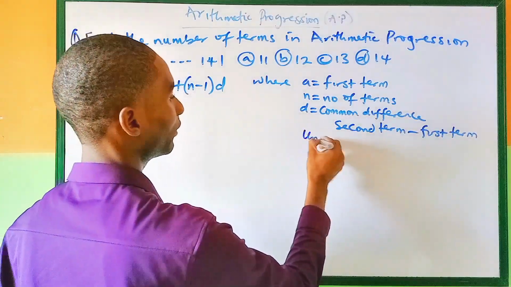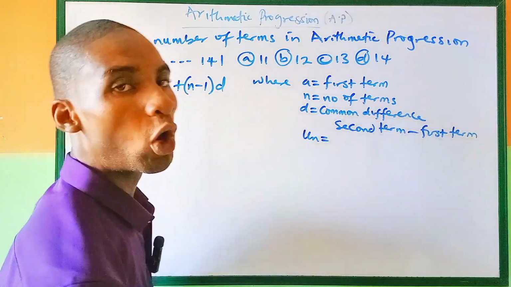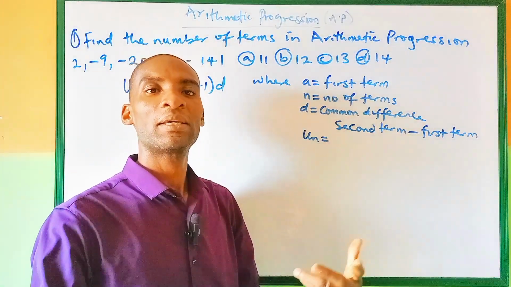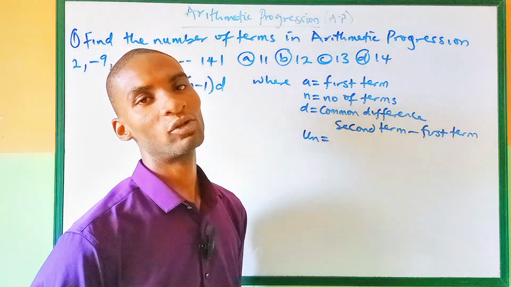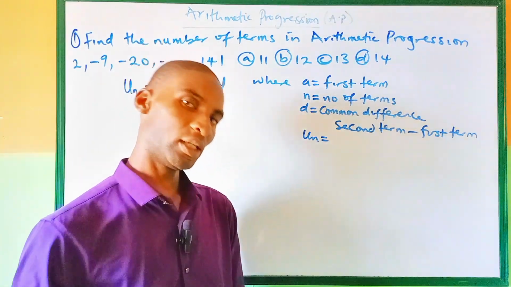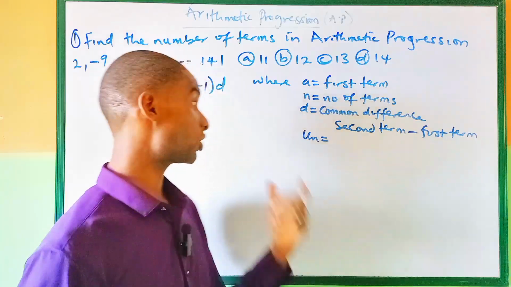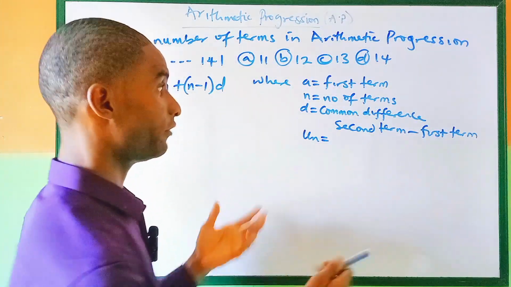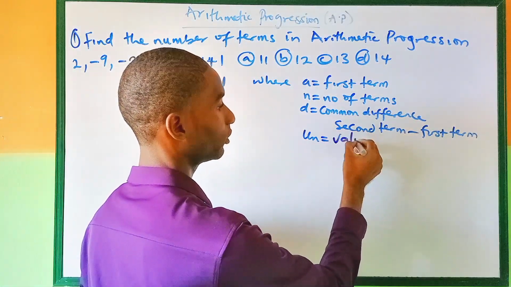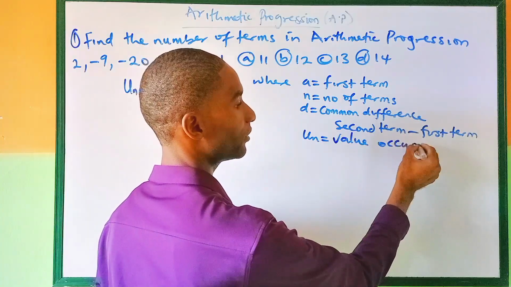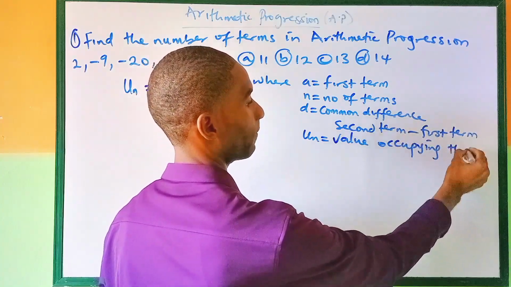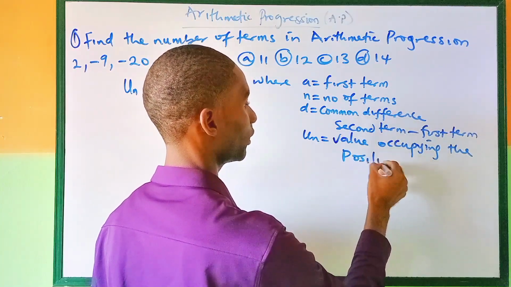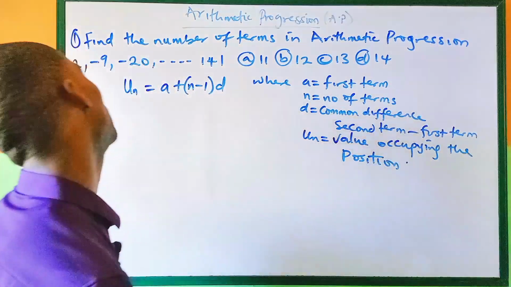And your UN is the occupant of the position you are looking for. So if you are looking for the fifth term, the occupant of that fifth position is your UN. Or the value occupying the position. Yeah, let's put it in that manner.